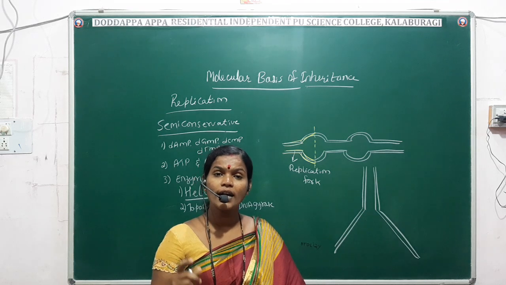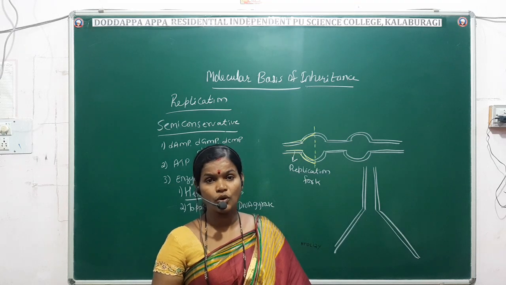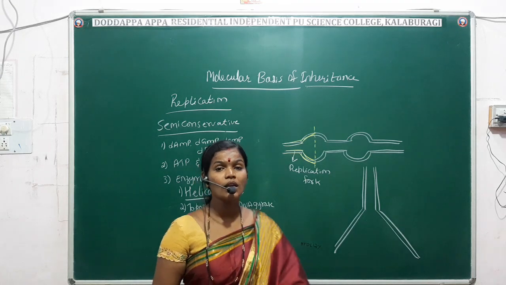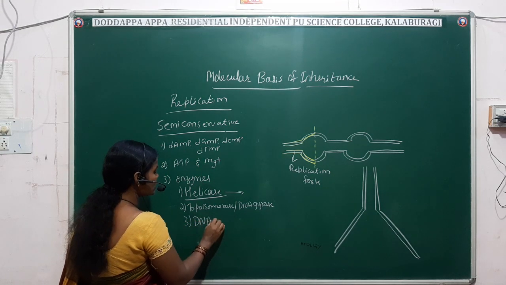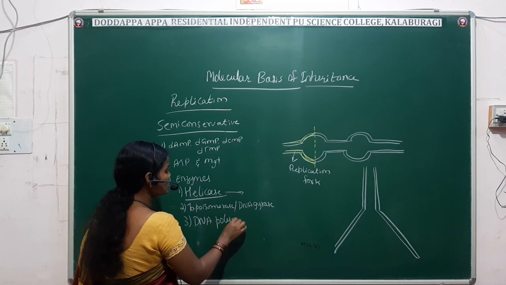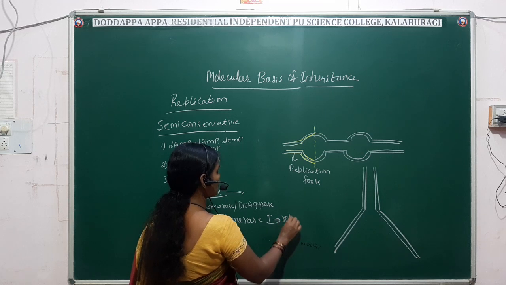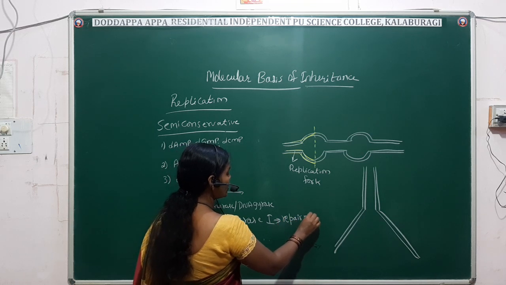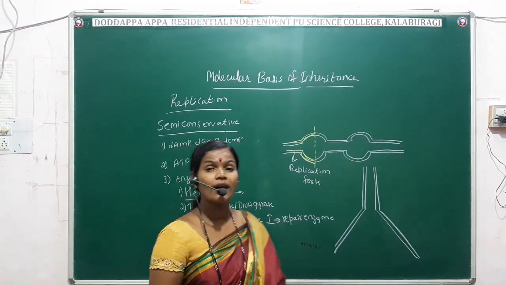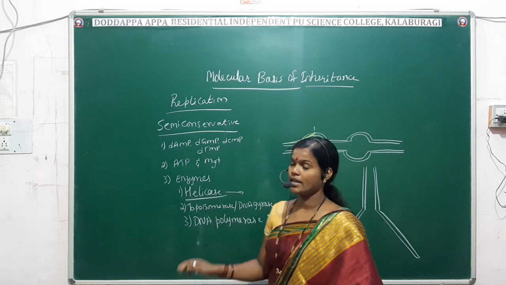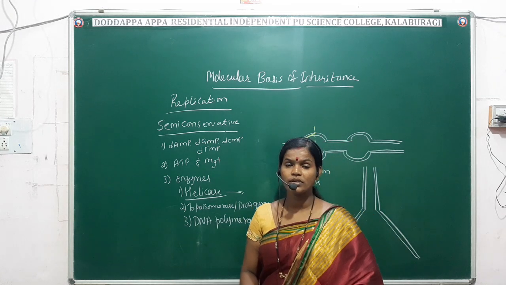Likewise, here also, at the time of replication, if any material is left over in joining, then this DNA polymerase 1 is acting as a repair enzyme. Suppose if any joining has been missed, if any nucleotides have been missed, then that is filled by this enzyme called DNA polymerase 1. Hope you have understood what the function is.